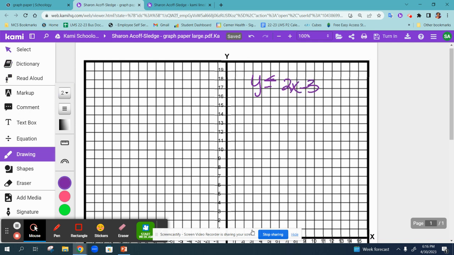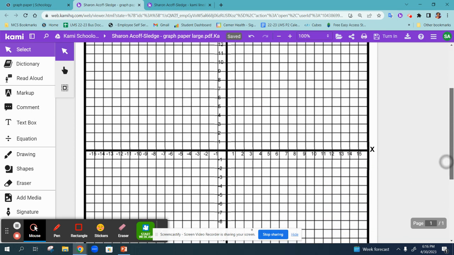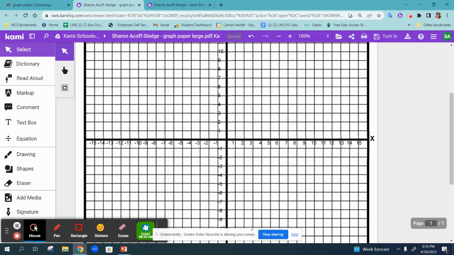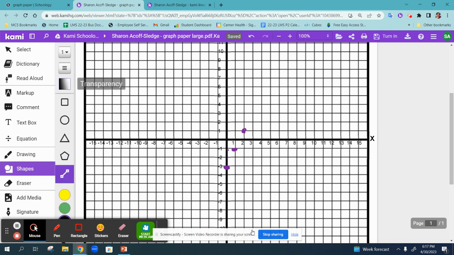Now we're going to graph this just like we normally graph a line using our slope and intercept. So our y-intercept is negative 3. So I'm going to put that dot there. And my slope is 2. So I'm going to go up 2 and over 1. And since I'm using this board, I'm going to put another point. You only need 2 points for a line.